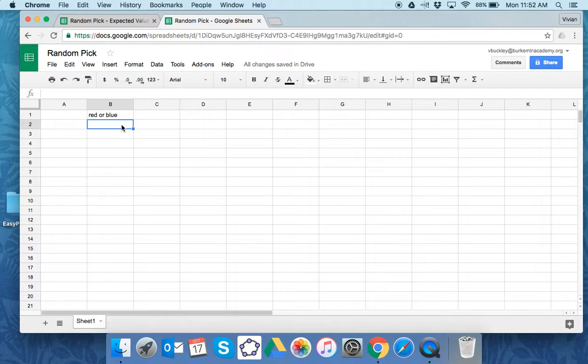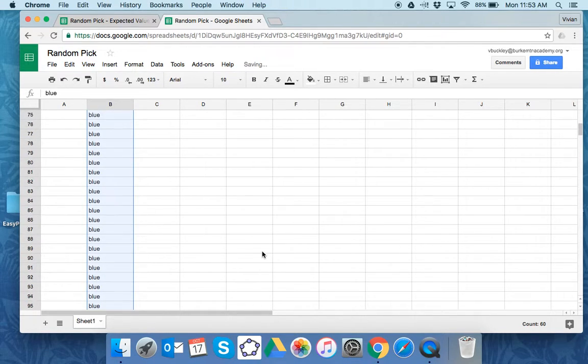So the first thing I'm going to do is actually type in the word red, not red or blue. And I'm going to make sure that I fill 40 cells with the word red. So I'm going to go down to number 41 because remember I had a title. And then for the next 60, I want to type in the word blue. So I got to go all the way down to 101. Okay.